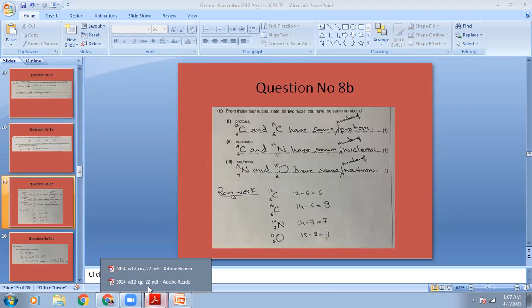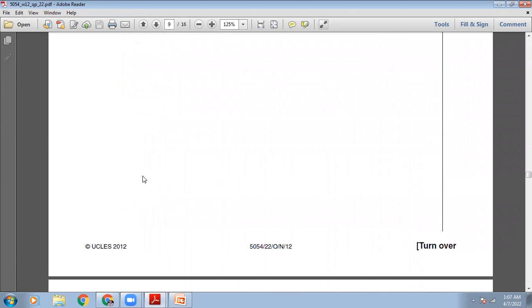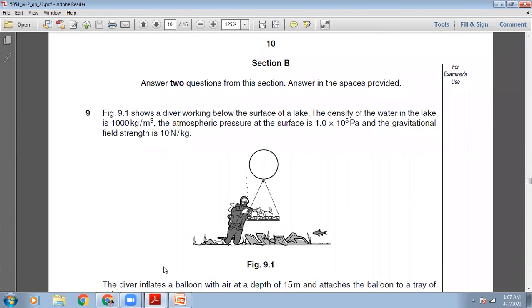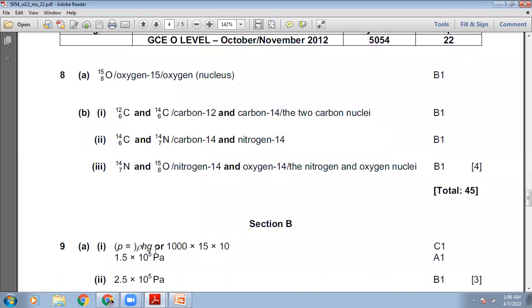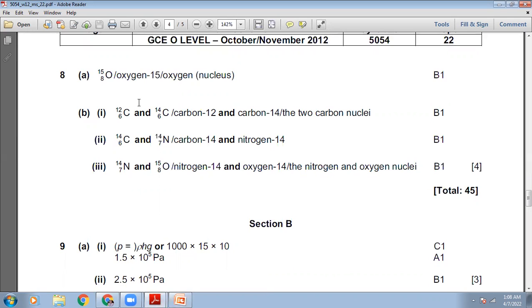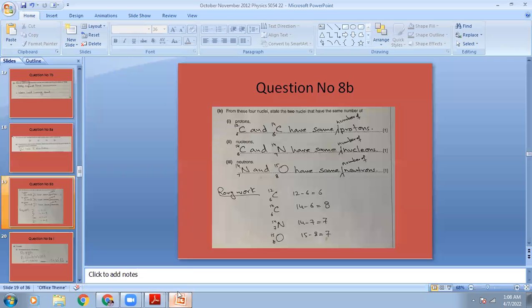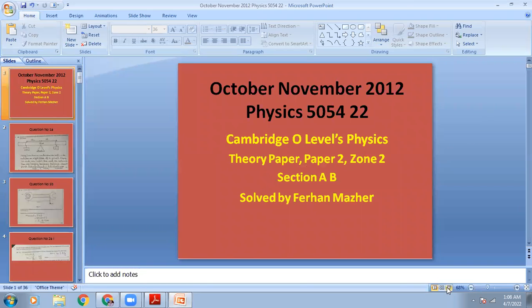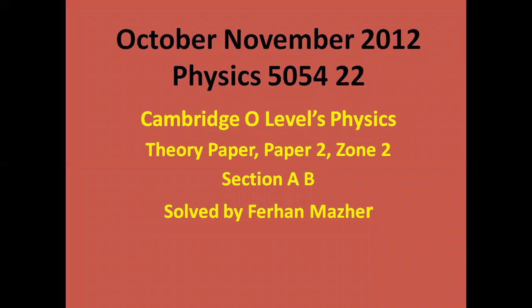So we are done, I think. Okay, my dear students, today we have completed the chapter number 8. Its marking scheme is showing up on your screen. You can pause the video and have a look at this marking scheme. So, my dear students, today we have done October, November 2012 paper 2. In this session, we have only solved the section A of this paper.